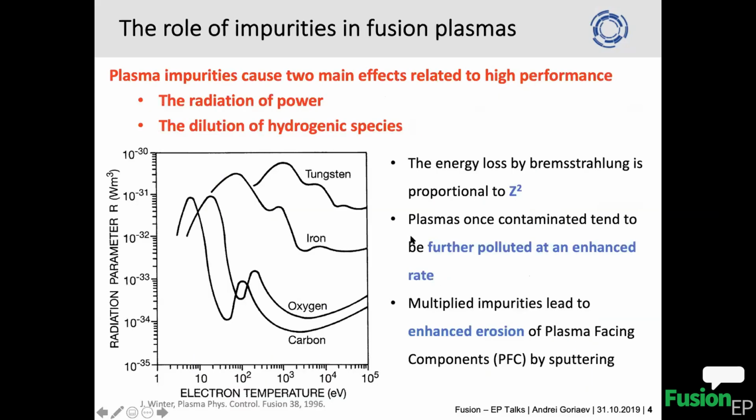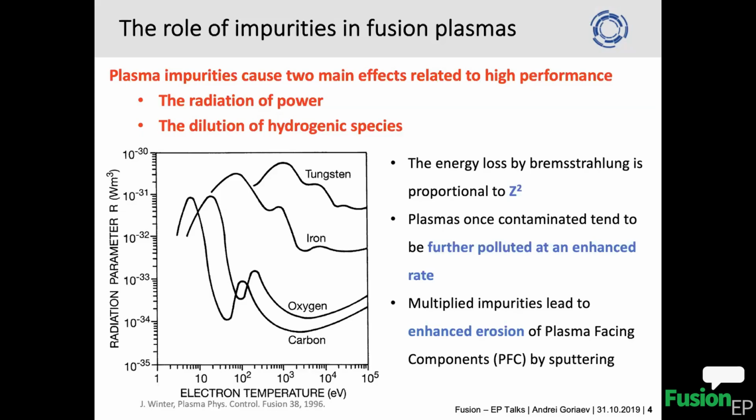There are two problems which impurities cause in plasma. First of all, if you have a lot of impurities, you will not be able to have high performance of your plasma. Impurities cause, first of all, radiation power. Depending on the plasma temperature and on the type of impurity, you can have different parameters of radiated power.